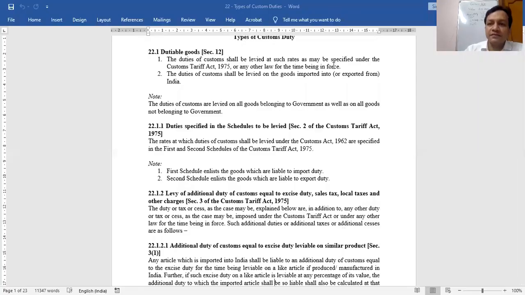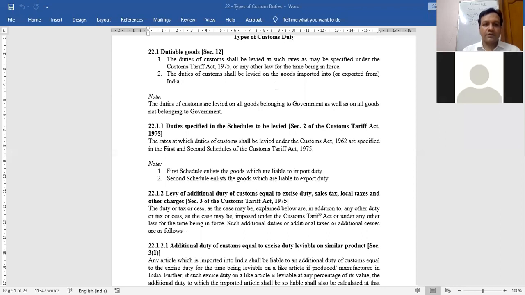Can you see this screen? Is the screen clearly visible to you? You can unmute or you can reply through chat window in whichever you are comfortable. Yes, sir. Is the screen visible to everyone? Okay, so let us start.